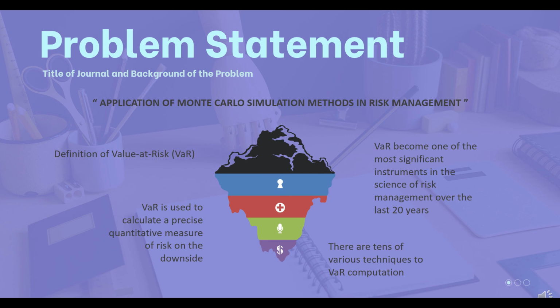This article is about value at risk, which has become one of the most important tools in the science of risk management. As an information, VaR is a metric that quantifies the extent of potential financial losses within a company, portfolio or position over a given time period. This value at risk has become one of the most significant instruments in the science of risk management over the last 20 years because of its capabilities. It can be used to calculate a precise quantitative measure of risk on the downside. Currently, there are tens of various techniques for value at risk computation in the scientific world.